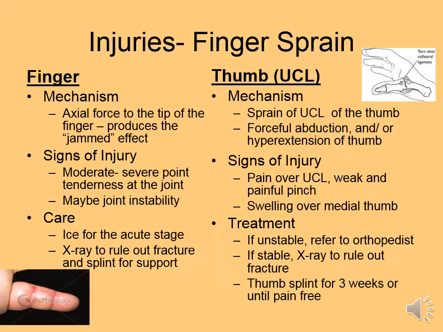And if we feel like they're unstable, if we've done some joint play and they're unstable, we'll want to refer them to an orthopedist to see if they have an avulsion fracture possibly. We may want to have them go in for an x-ray to rule out fracture if it seems like they have enough pain to warrant it. And we'll want them in a thumb splint for 3 weeks or until they're pain-free.